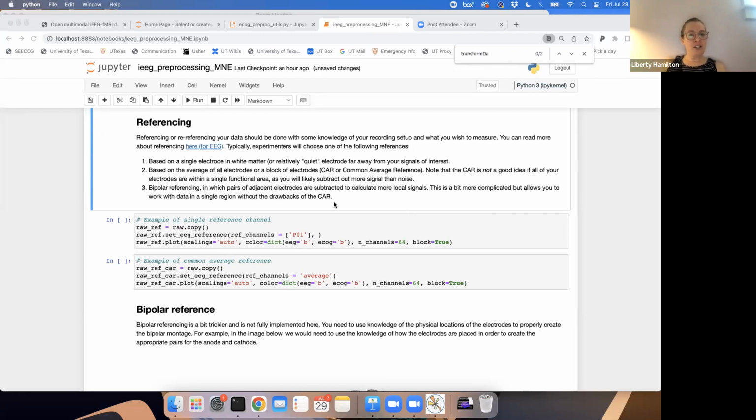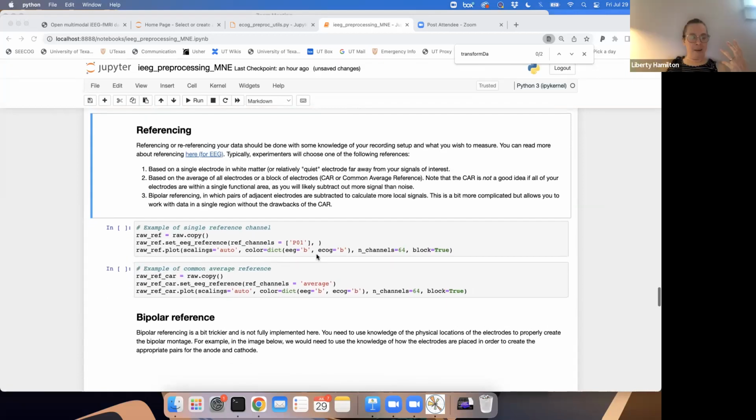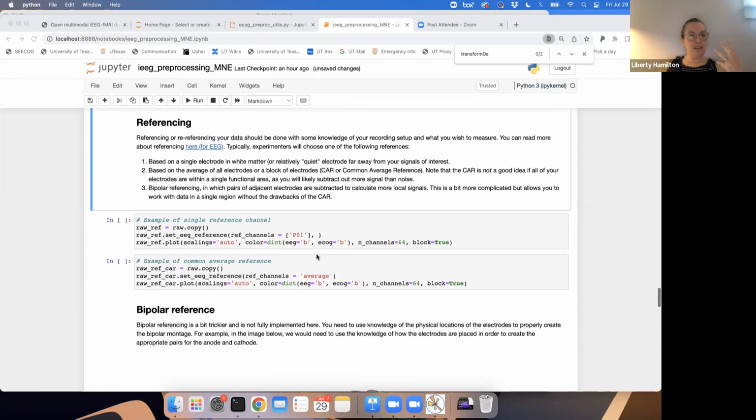And then the final one is bipolar referencing. This is where you have pairs of electrodes that are next to each other, and you subtract one from the other in order to form a kind of pseudo electrode. This allows you to look at more local signals. However, this has to be based on knowledge of where the electrodes are.